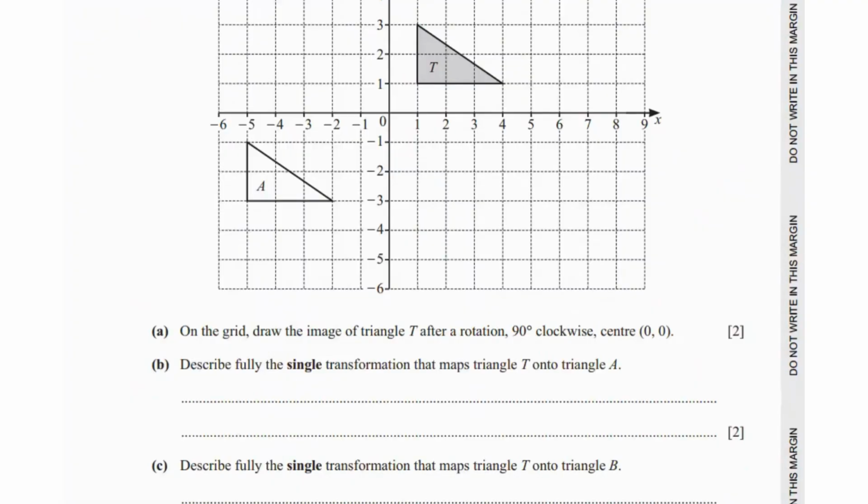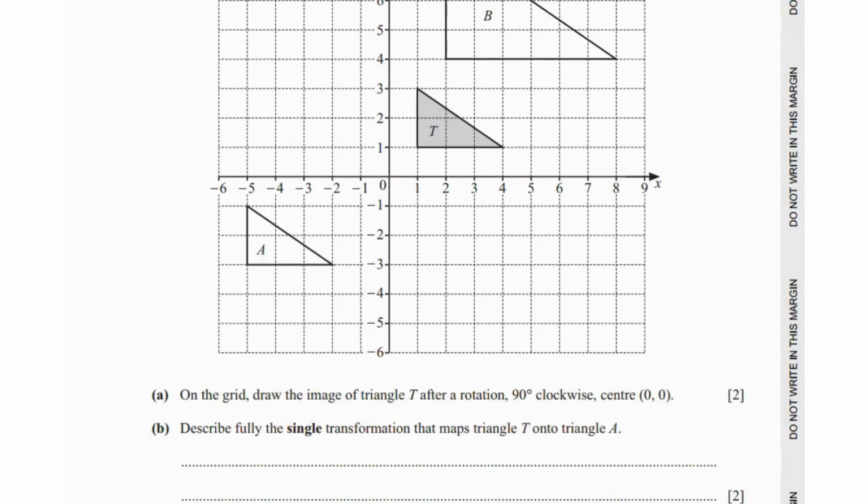Then describe fully the single transformation that maps triangle T onto triangle A. For triangle T onto triangle A, as you can see, the size of the shape isn't changing, so it's not an enlargement. Since the direction of the shape is not changing, it's not a rotation or reflection. So what's left is translation. In translation, the size of the shape does not change. What changes is that we move the shape either up or down or left or right. Over here, we moved it down and then towards the left. So that means we need to figure out the translation vector.